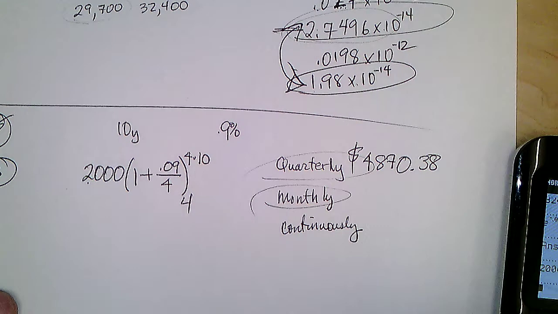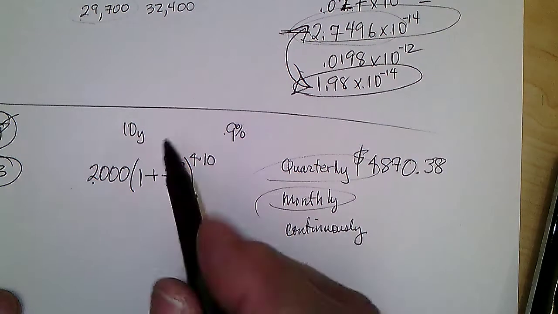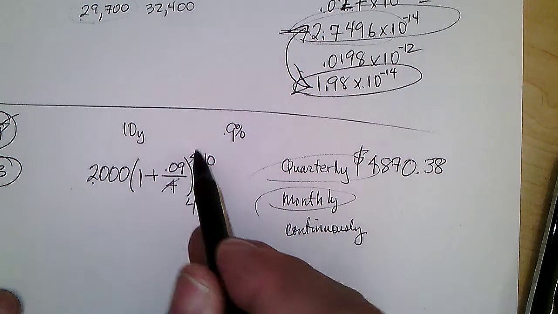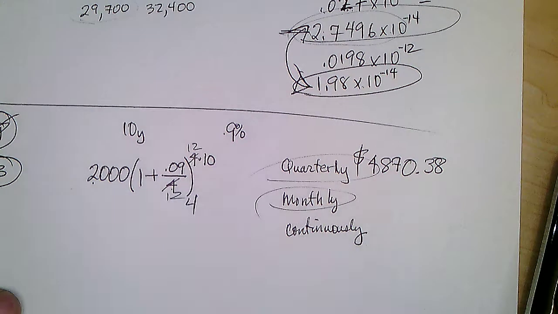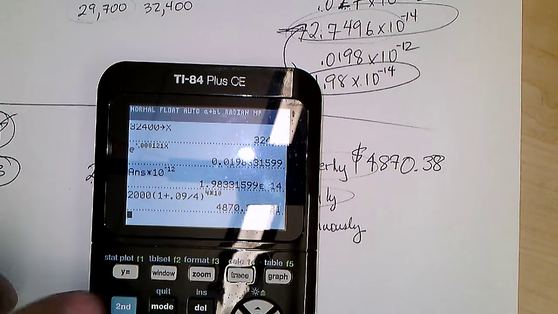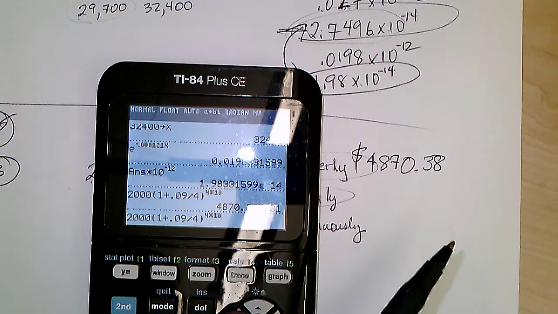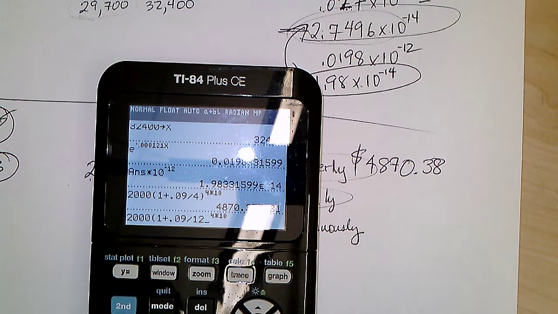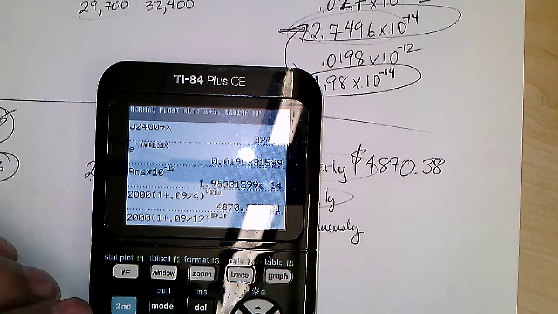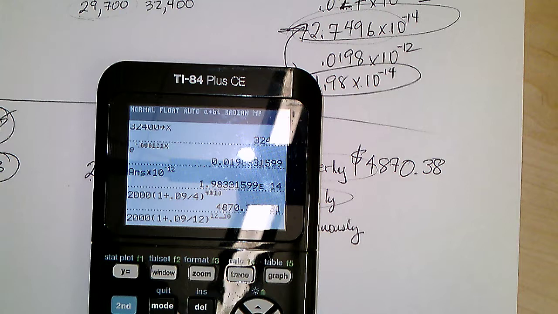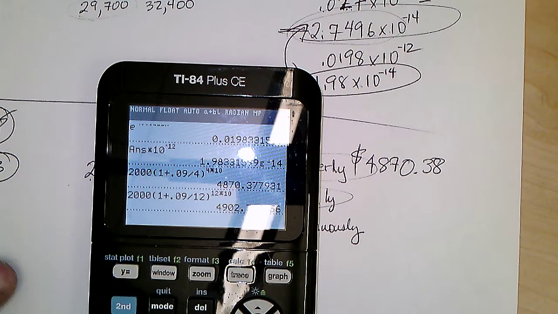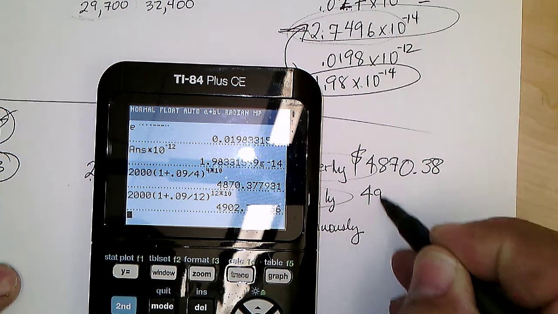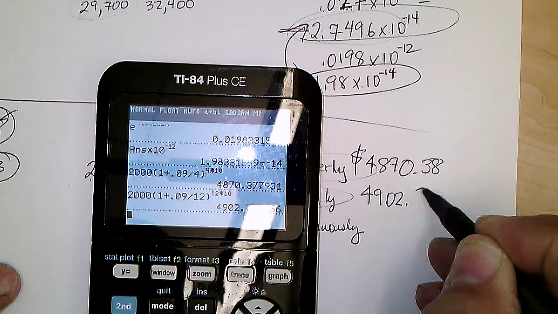$4,870.38. Now, if I'm doing it monthly, the 4s become 12s. So I can go back here and just adjust my equation and put in 12 here. And for that 4, put in a 12. And I get 490271.